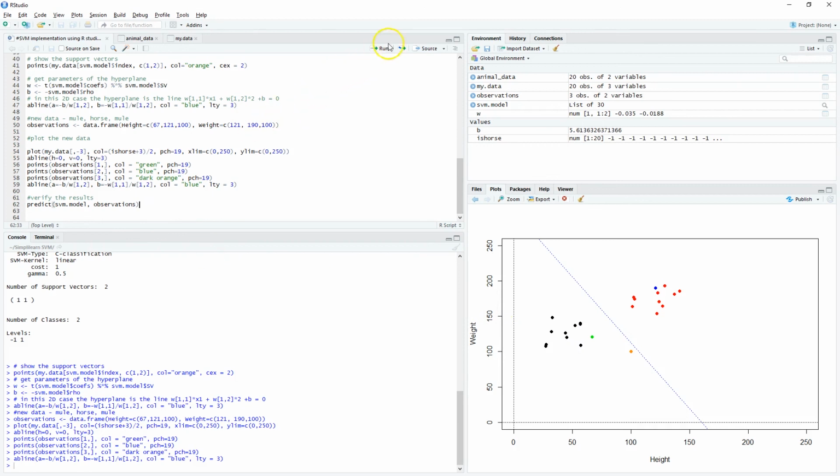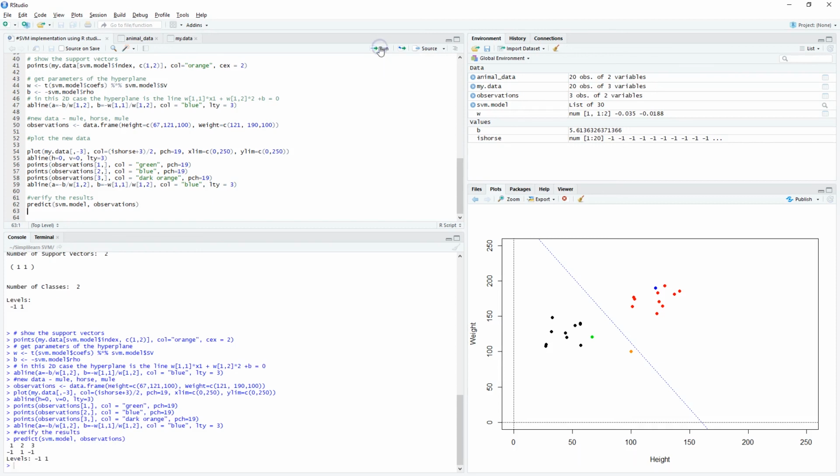Let's verify those results by sticking those observations into our model and predicting some outcomes. Down below, you can see that for the 3 data points, 1, 2, and 3, the first one, the green one, was -1. That's a mule. The second one was a +1. That's the blue point, which was a horse. And the third one, which we weren't sure about, the SVM model correctly predicted would be a -1, a mule. We can visually see that by the hyperplane on the graph. So that's a quick example of SVM.